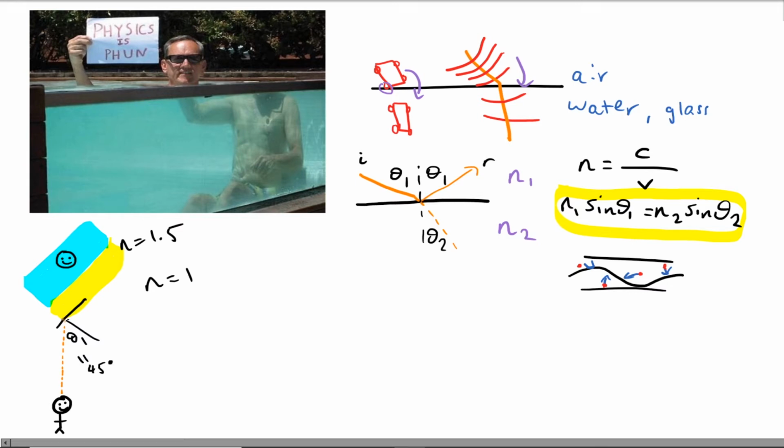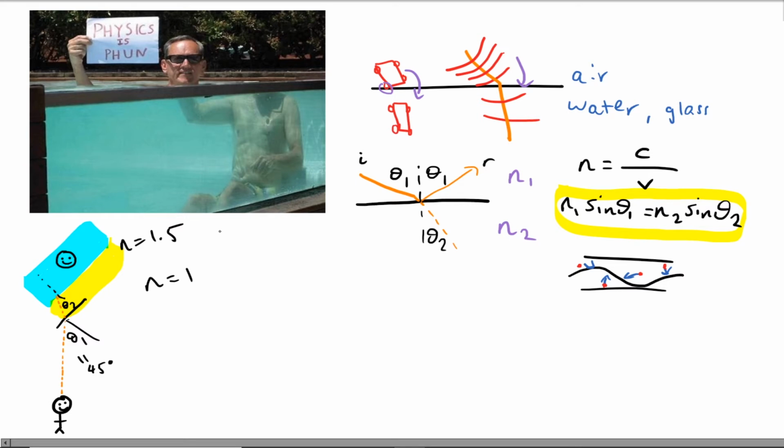And I want to find the angle that this light is going to exit the glass and air boundary on, θ2, which, by the way, because of geometry and parallel lines, it's going to be the same as the angle that it enters the glass-water boundary on. So we're looking for θ2.